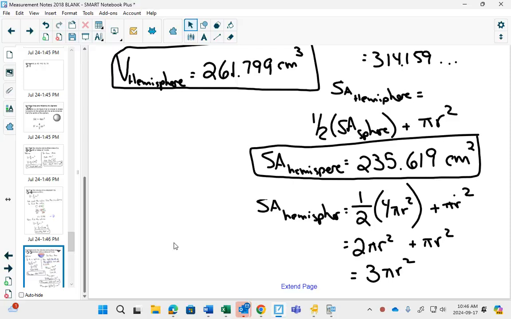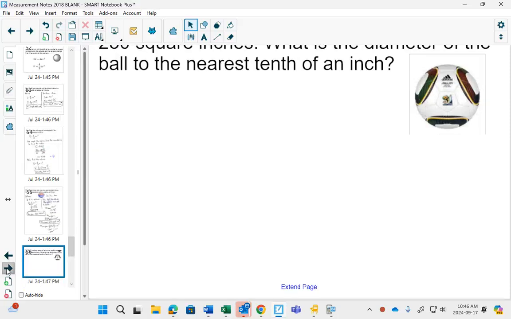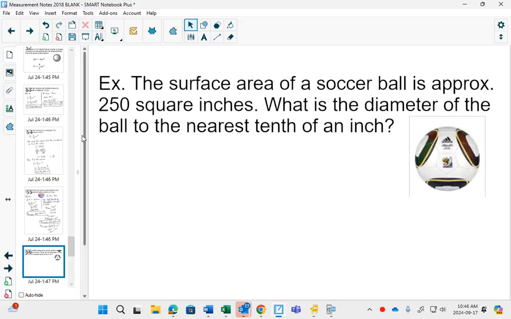So the questions we've been doing so far have all been ones where you get the information and you have to find either the surface area or the volume. Sometimes you'll get a question where you get that surface area or volume and they want you to find something about the shape, one of its original features. In this case, the diameter.